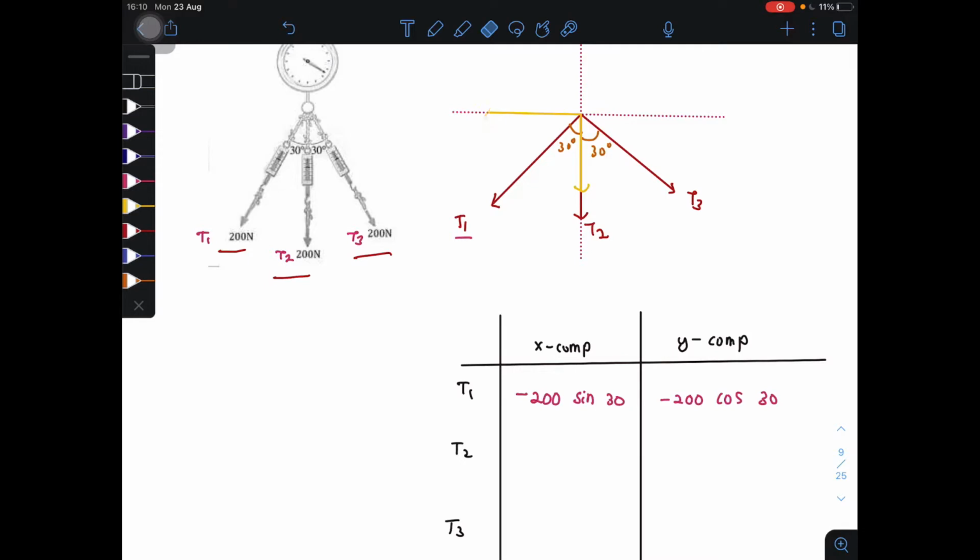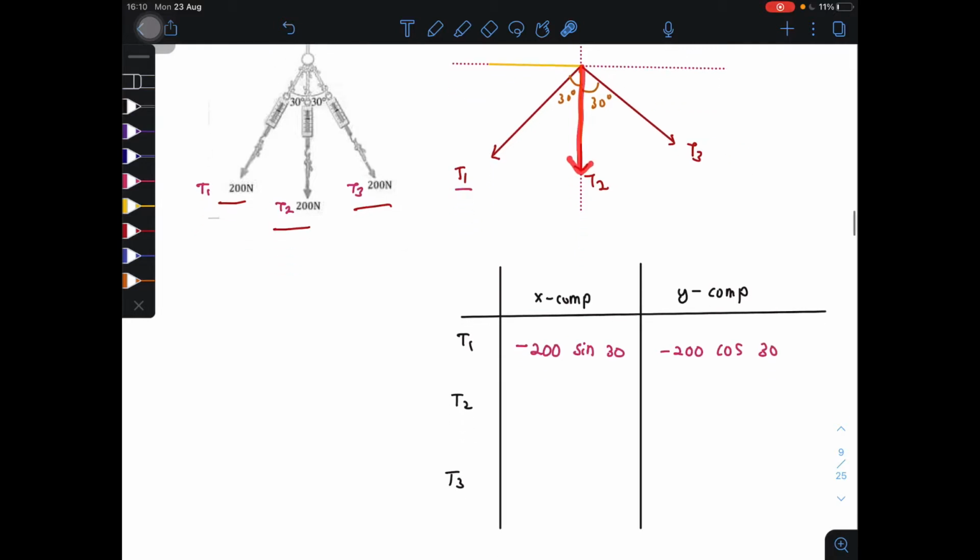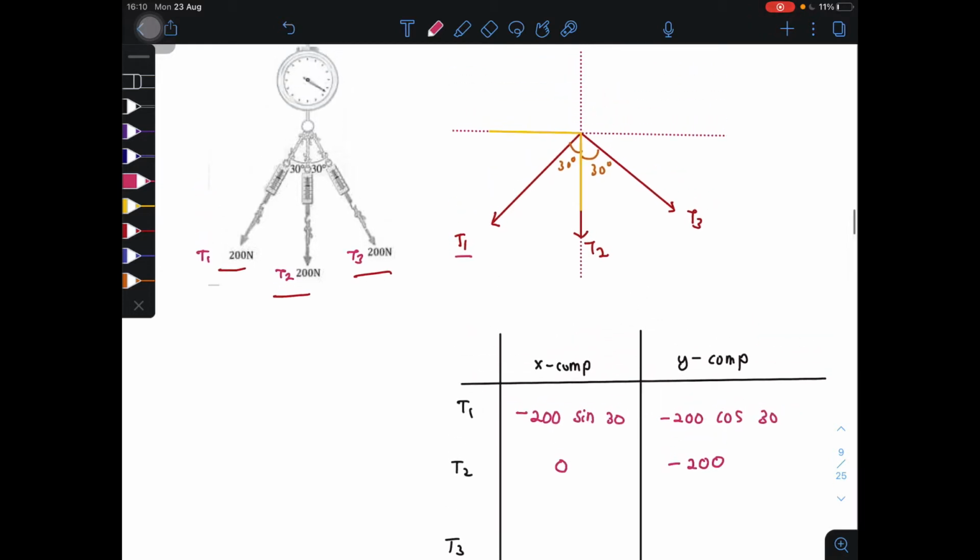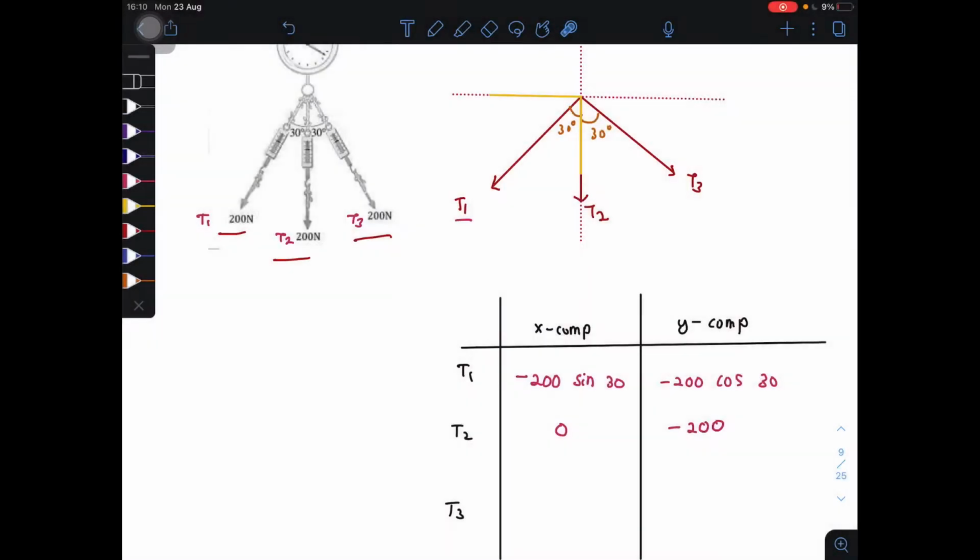Okay, let me padam the yellow one here. Okay, untuk T2, it's going downward. And it doesn't have angle. Dia memang ngam-ngam dekat Y-axis. So, maksudnya X-axis dia akan jadi kosong. Y-axis, since dia ke bawah, dia akan jadi negatif. And then negative 200. Okay, no angle. So, it's just, dia memang ngam-ngam dekat sini kan.